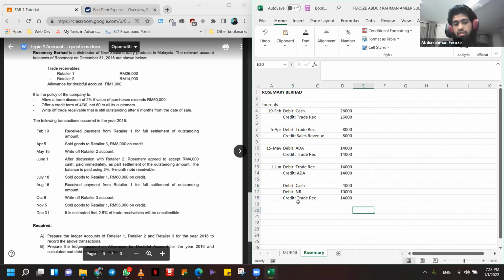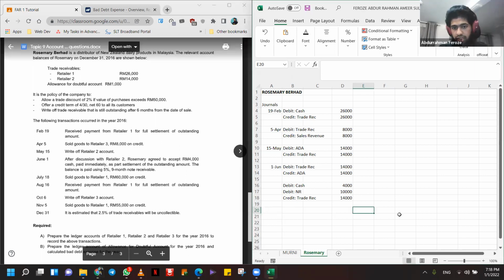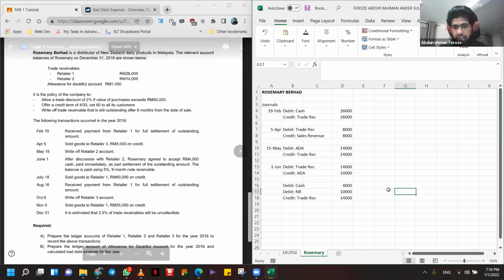But of course, now what we need to deal with over here is this interest, right? So we deal with that interest. It's a 10,000 note receivable amount. It's a 9-month note, and it is at 5% interest annually. So first of all, let's take the annual interest.